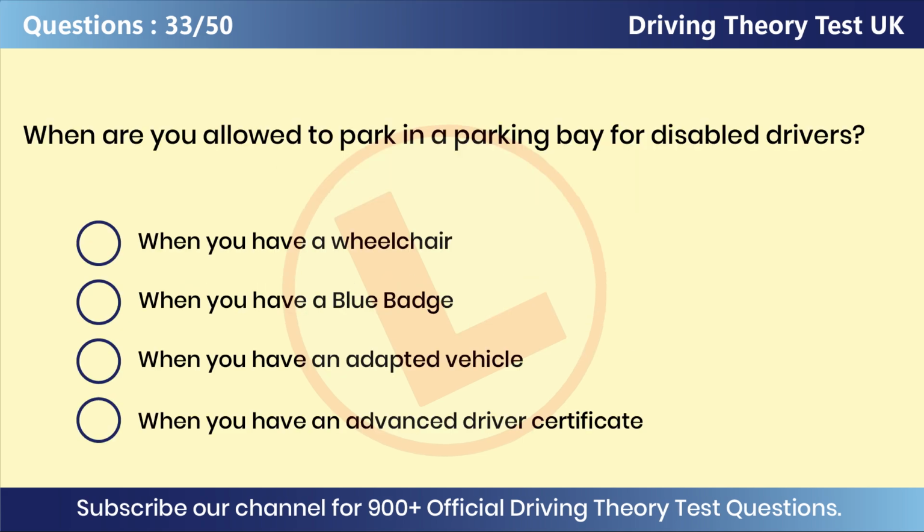Question 33. When are you allowed to park in a parking bay for disabled drivers? A. When you have a wheelchair. B. When you have a blue badge. C. When you have an adapted vehicle. D. When you have an advanced driver certificate.